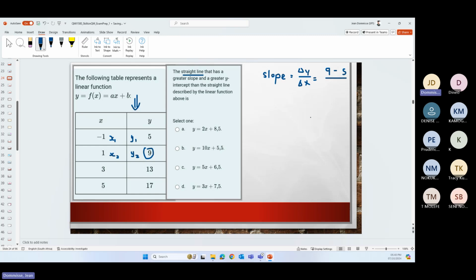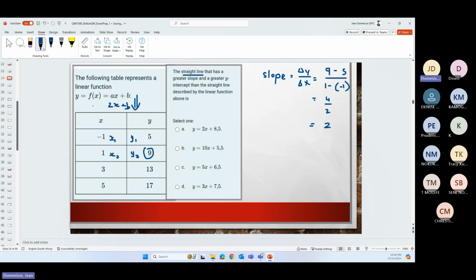Change in x is 1 minus 1. So 9 minus 5 is 4. 1 minus minus 1. So minus times minus is positive. So 1 plus 1 is 2. So we've got a slope of 2 for this line. So that will be 2x plus b. We don't need to work out anything else yet.